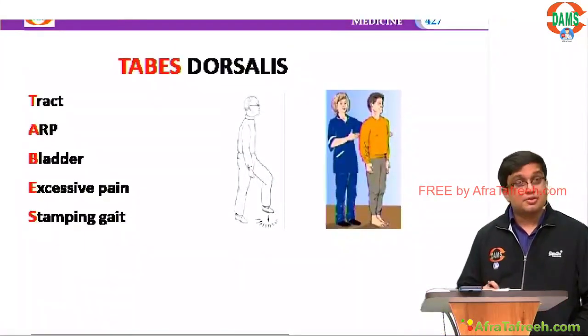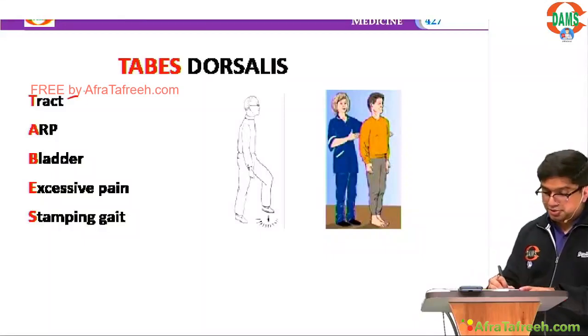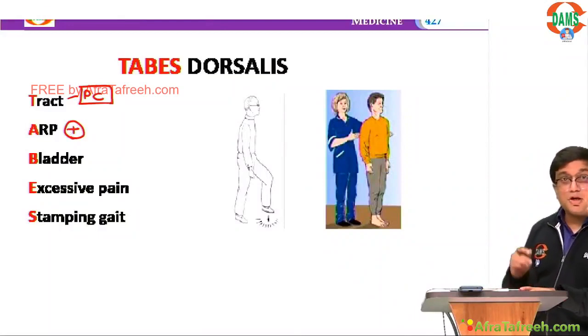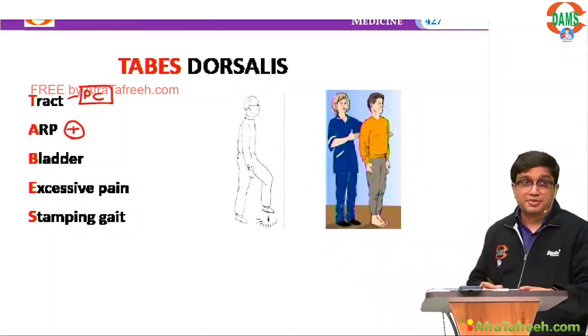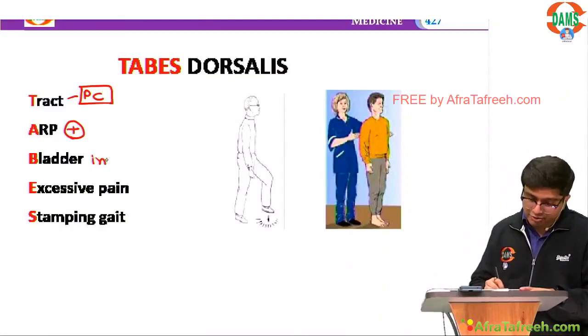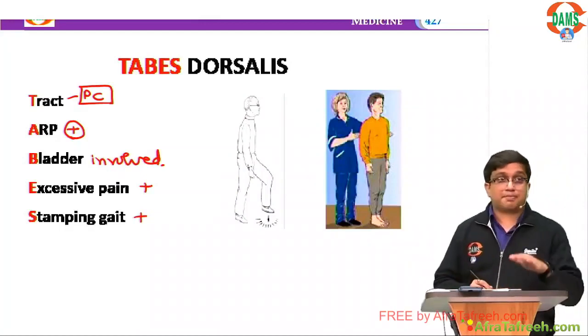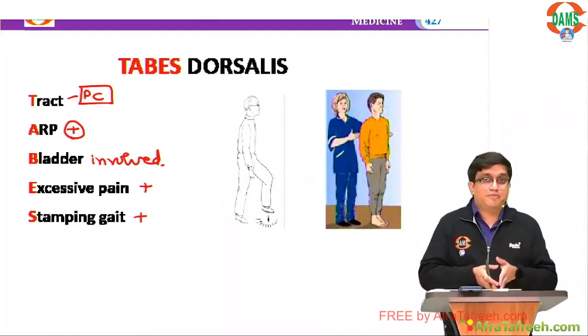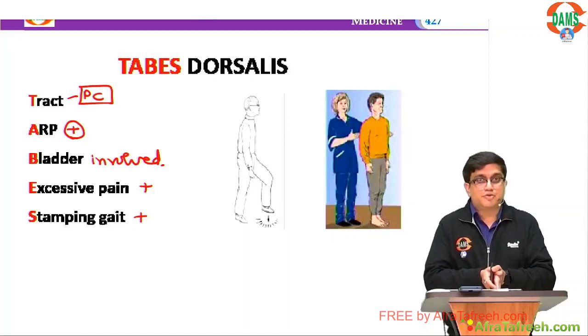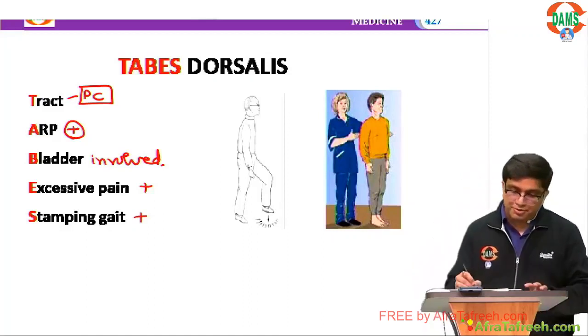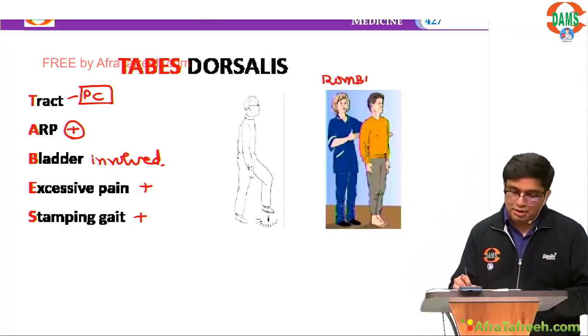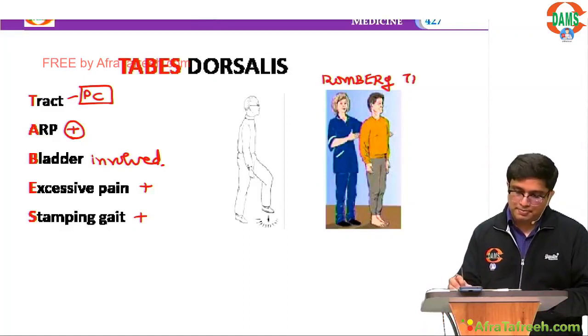Tabes dorsalis, the tract involved in them is the posterior column only. The Argyll Robertson pupil, in which the accommodation reflex is present and the light reflex is absent, is seen in them. The bladder is involved in these patients. They have excessive pain, and due to posterior column involvement, they have a typical stamping gait while walking. If I hold them with the feet and legs together, they will sway with eyes closed. That reflects a posterior column lesion, known as a Romberg test.